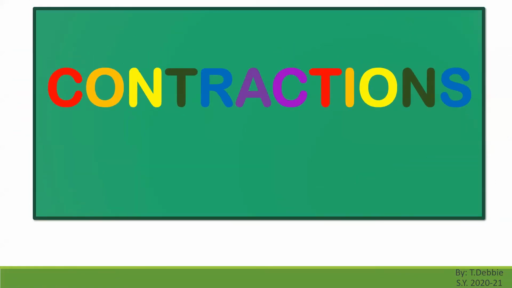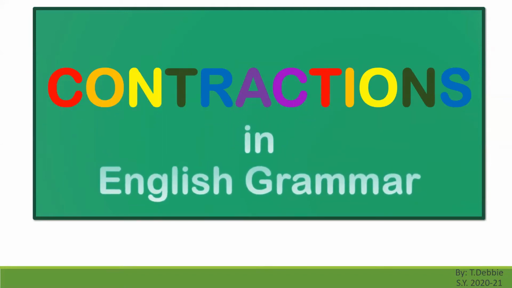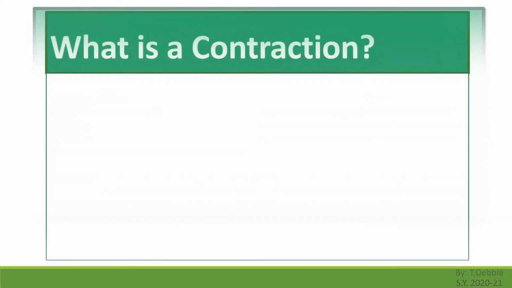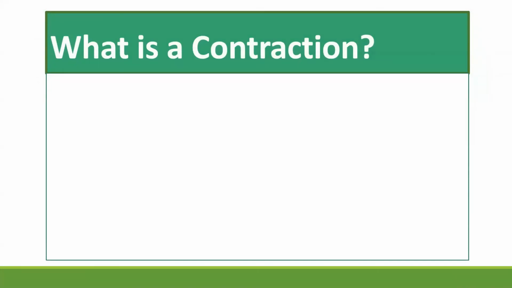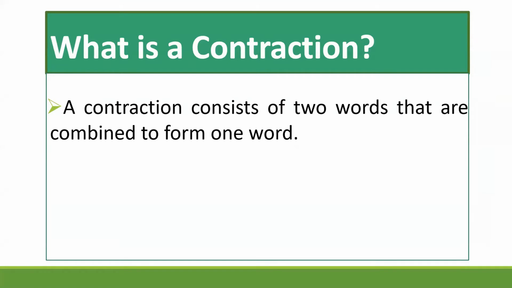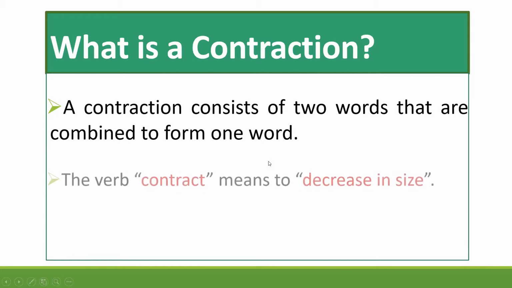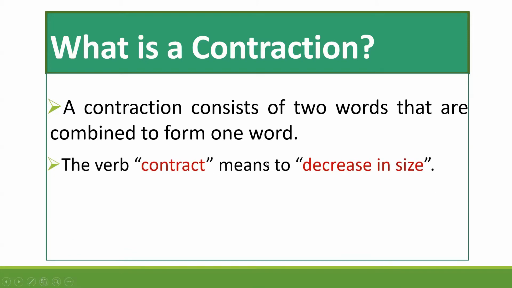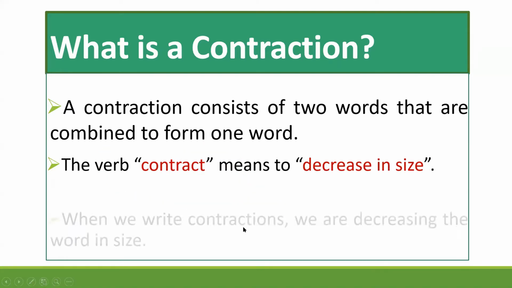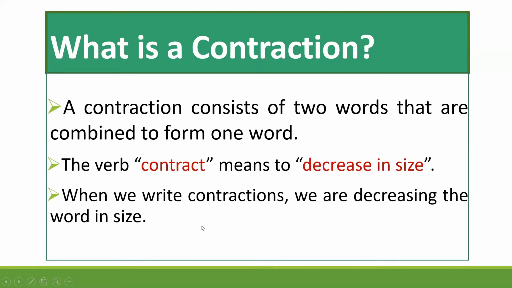So, contractions in English grammar. Okay, so first, what is a contraction? A contraction consists of two words that are combined to form one word. And then the verb contract means to decrease in size. So when we write contractions, we are decreasing the word in size.